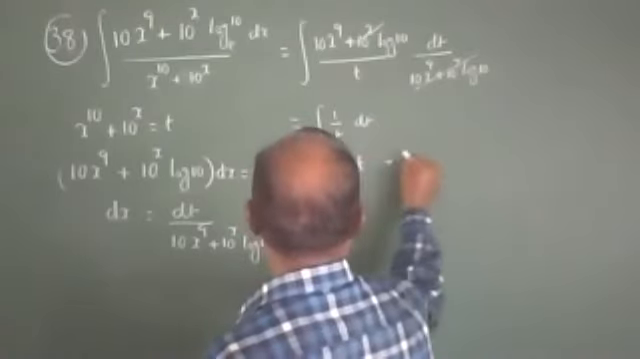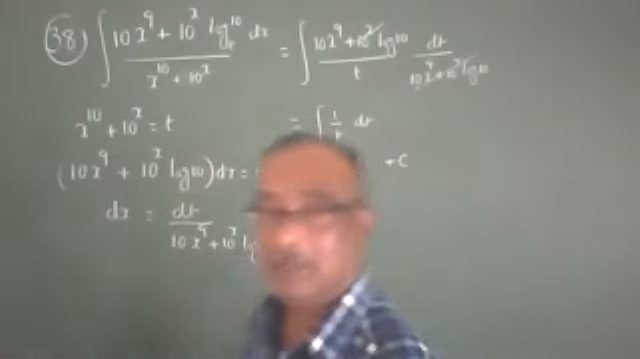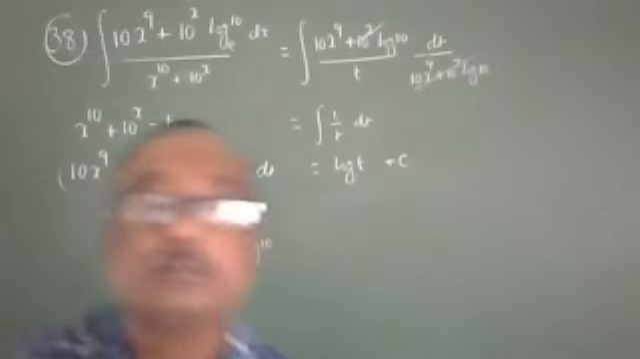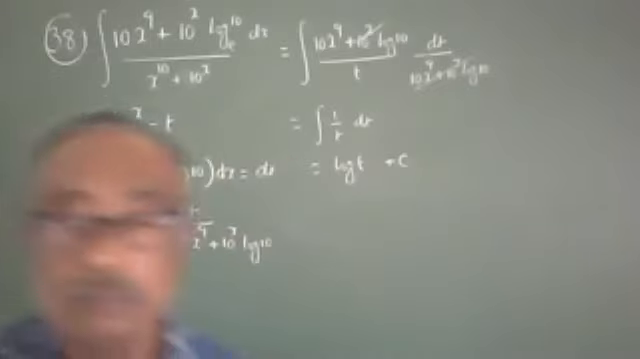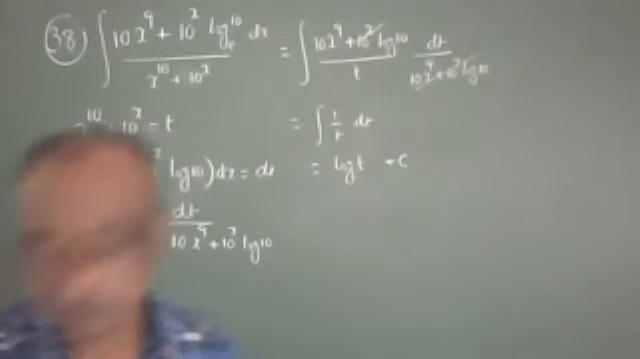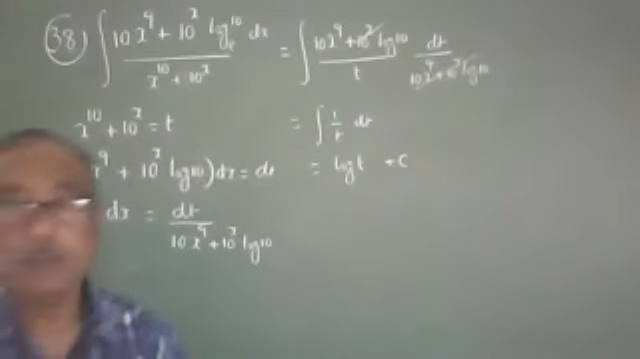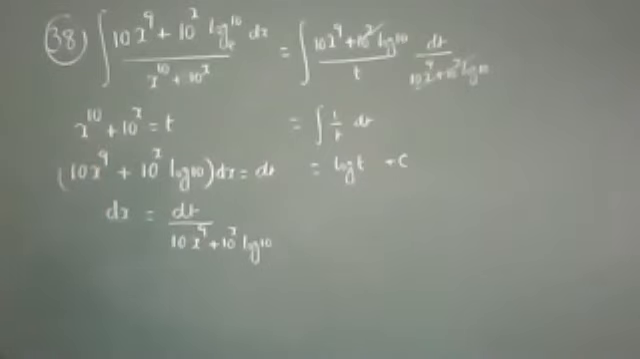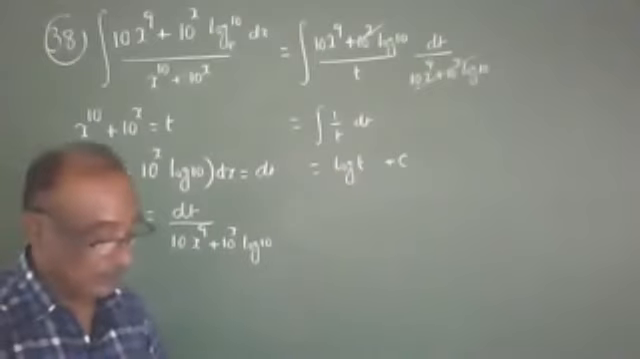t means, write down, everyone. What is the t value? The t value is x power of 10 plus 10 power of x.